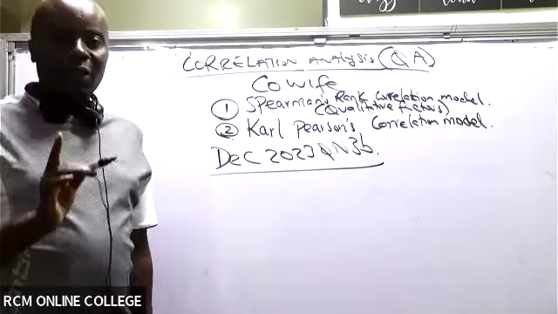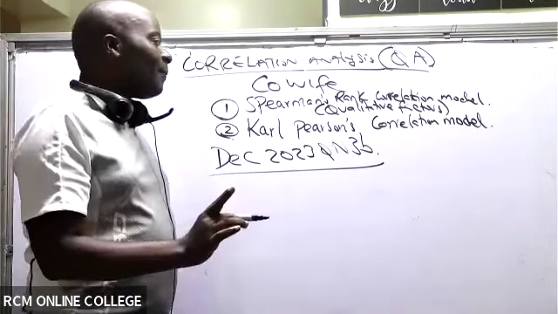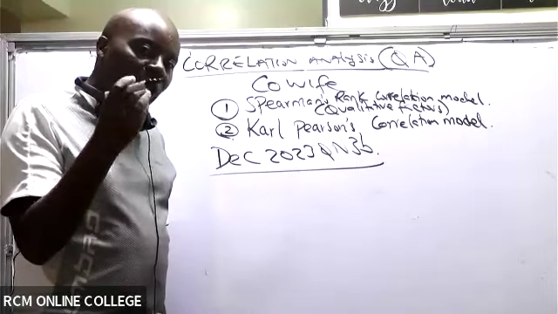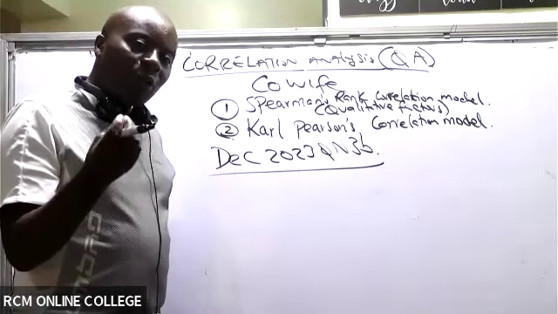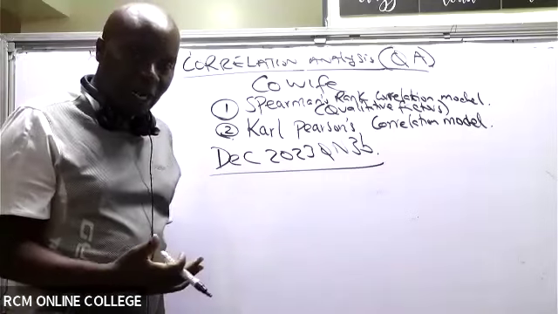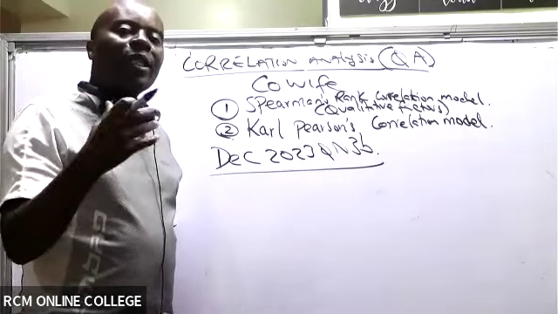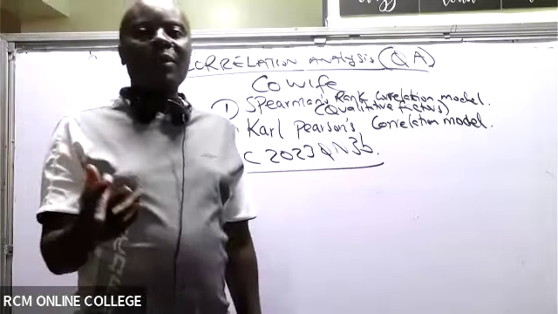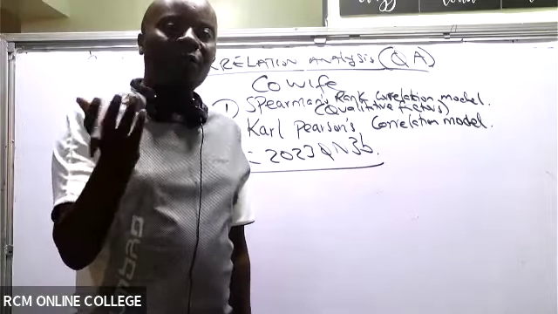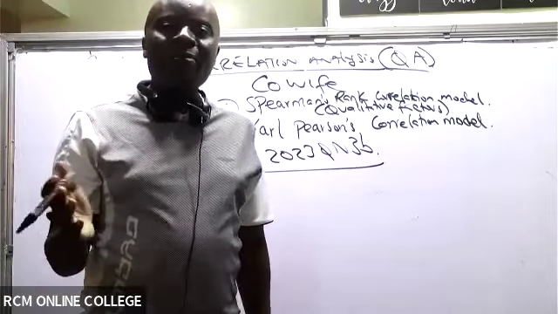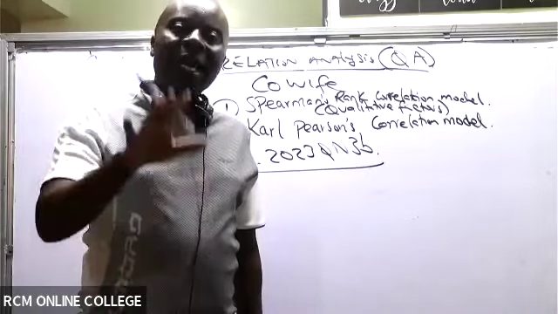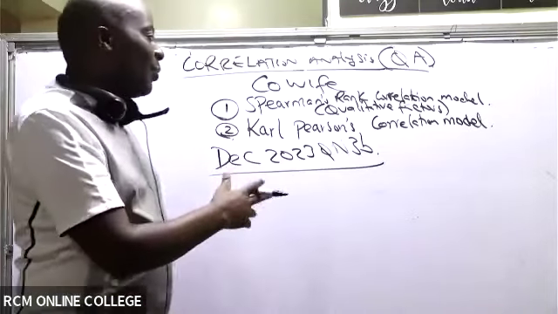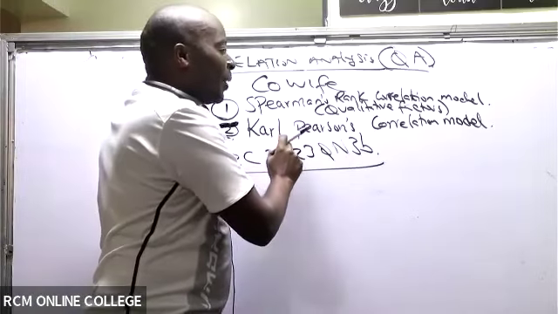In quantitative analysis, ladies and gentlemen, the Spearman's rank model is used whenever you have qualitative factors, those factors that you can't quantify. A very good example is female beauty. You can't go outside as a husband and say that my wife is beautiful 80 times. No, beauty is qualitative. It's non-quantifiable. And then quantitative variables, this is the Karl Pearson's model.